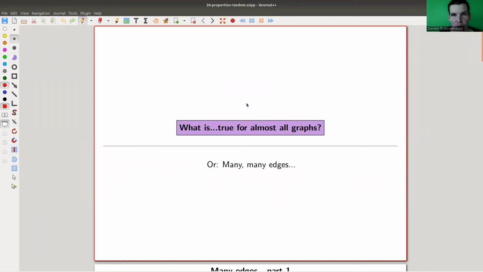Okay, welcome everyone to my continuation of what is algebraic graph theory. Today I would like to talk about the properties that are true for almost all graphs.